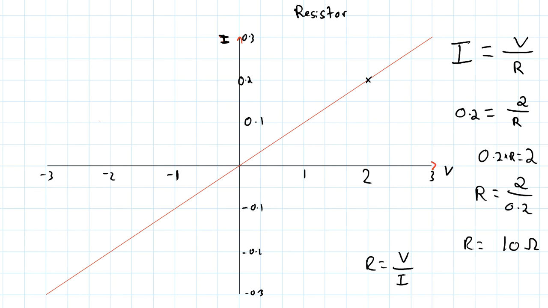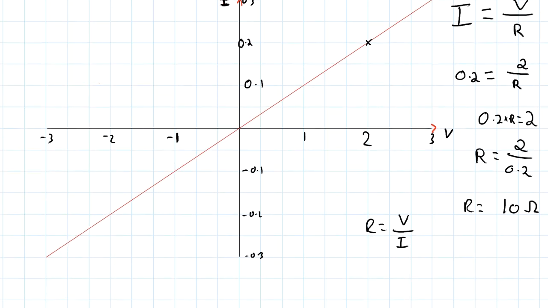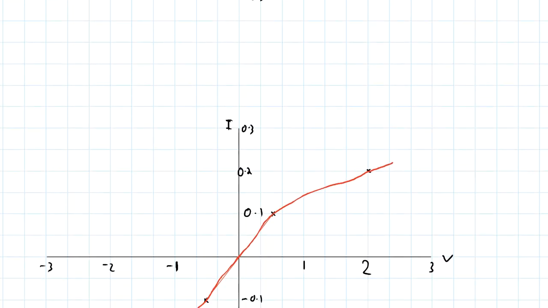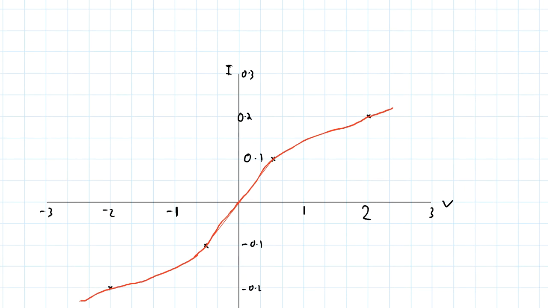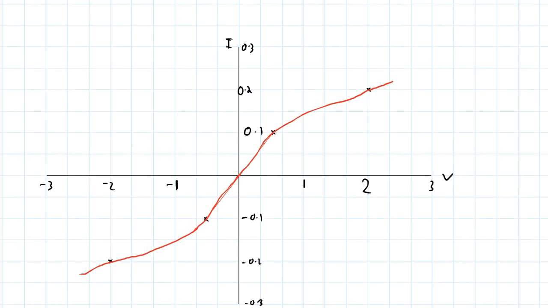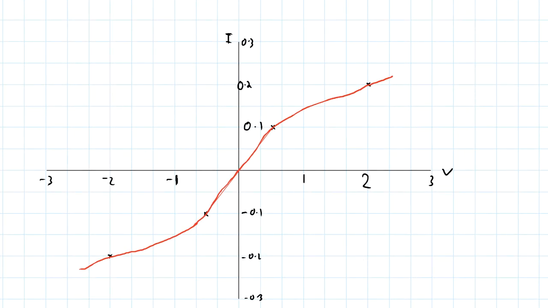Now, you need to be able to recognize or even draw the shape of the graphs for different components. So not only a resistor, which is going to be ohmic. Let's have a look at another graph, and excuse my bad drawing. Normally you'll see this as a slightly smoother curve, but it still gives you the same point. So what this is, is a filament bulb.